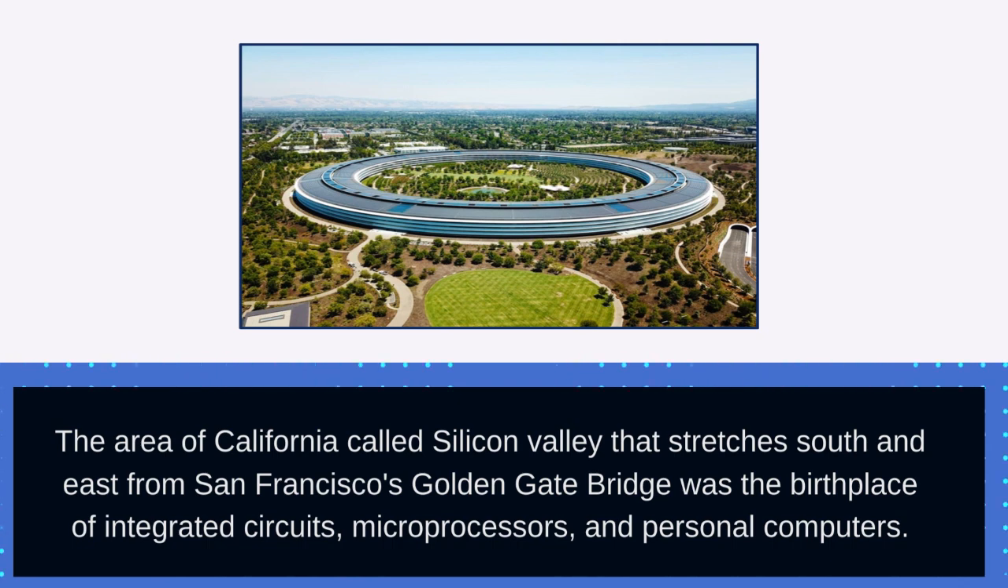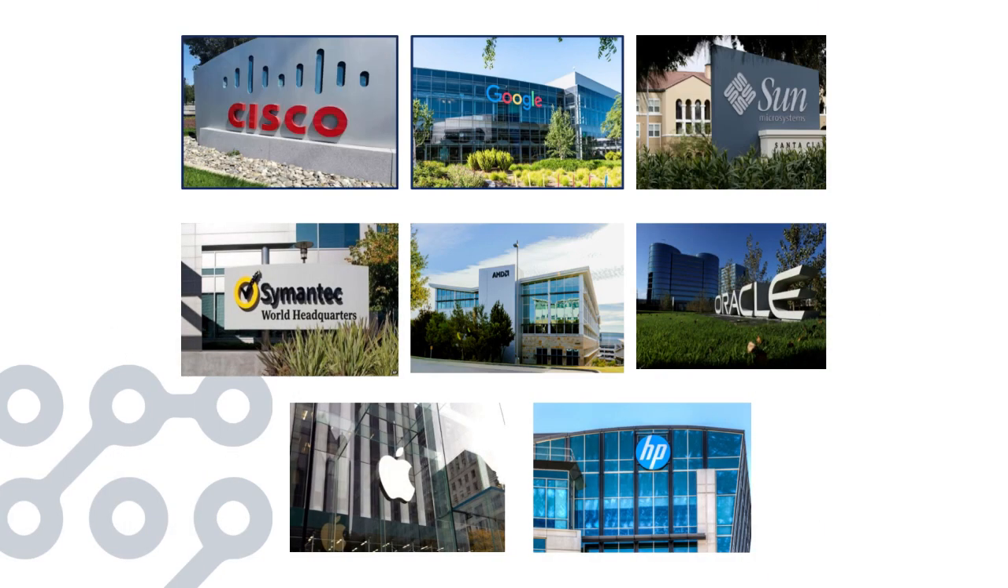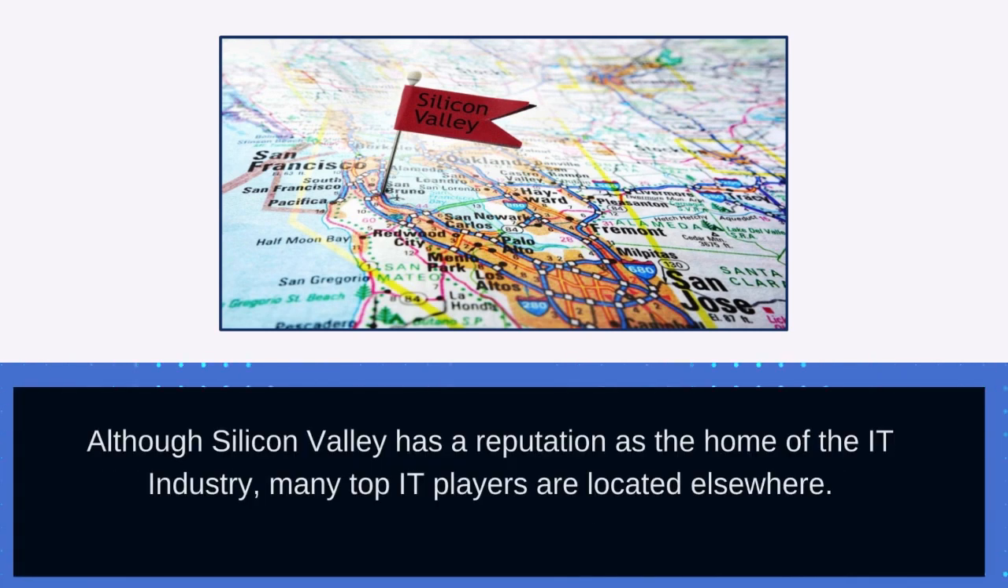Today, well-known companies such as Cisco Systems, Sun Microsystems, Google, Apple, Symantec, AMD, Oracle, and Hewlett-Packard all have headquarters in or near California's Silicon Valley. Although Silicon Valley has a reputation as the home of the IT industry, many top IT players are located elsewhere.